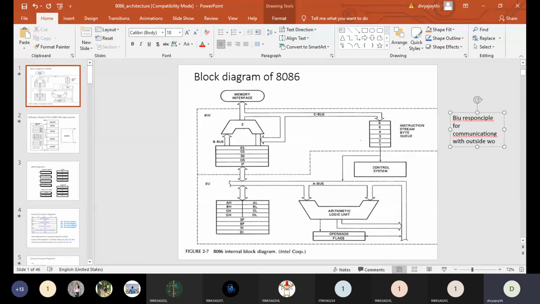What did you understand from this? Bus interface unit is responsible for communicating with the outside world. You can see the dotted lines. Just look at only the BIU. BIU is set inside a dotted line, and above this dotted line, you can see one particular block. What is this block named as? Memory interface.